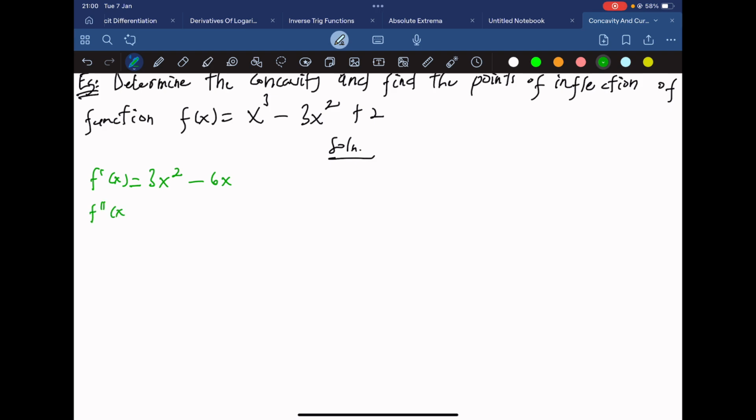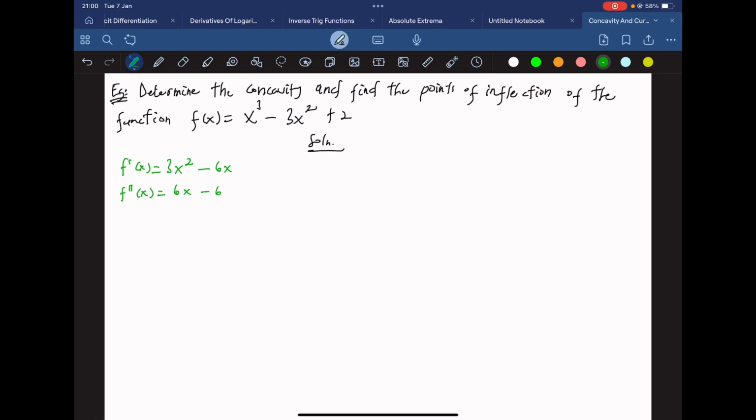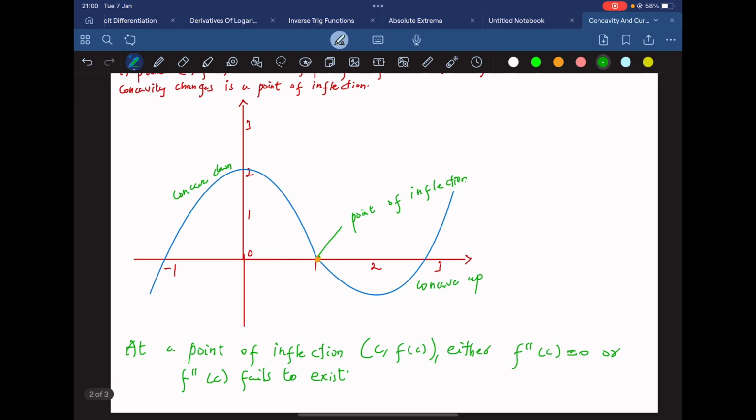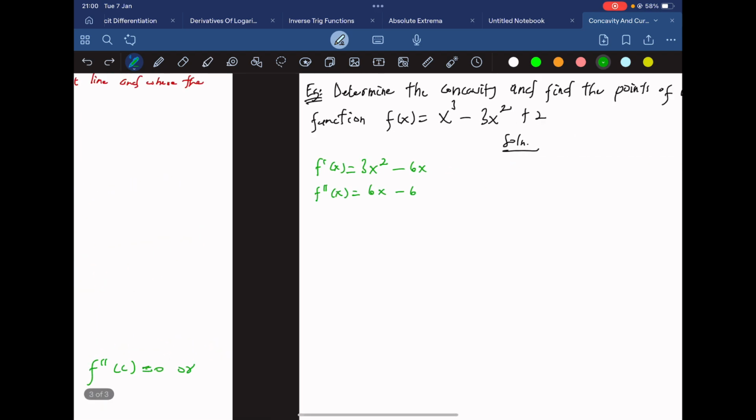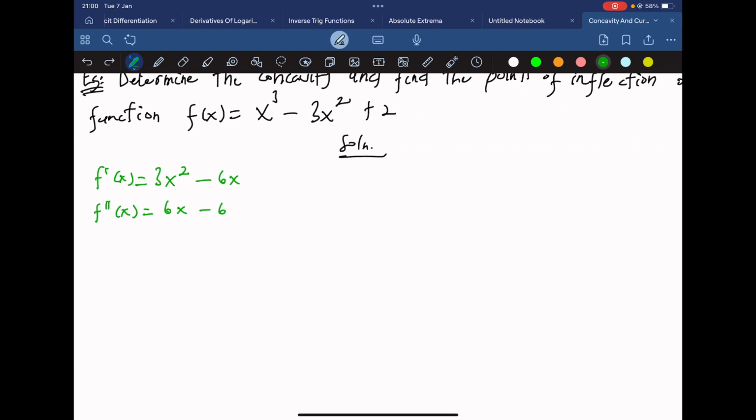For the second derivative, we have to differentiate once again. So we have 6x minus 6. So concavity is where the second derivative fails to exist, or it is equal to 0. So in this case, there is no x value that will make this function undefined. So what we have to do is to set f double prime to be equal to 0. So this implies that 6x minus 6 is equal to 0, which implies that 6x is equal to 6, which implies that our x is equal to 1. So our inflection point, we have x equal to 1.